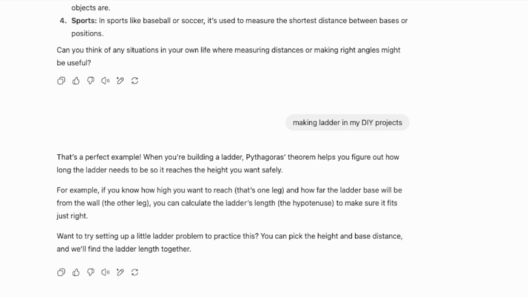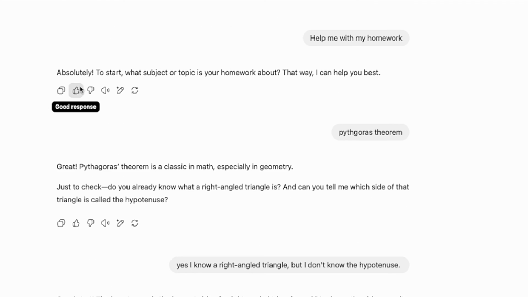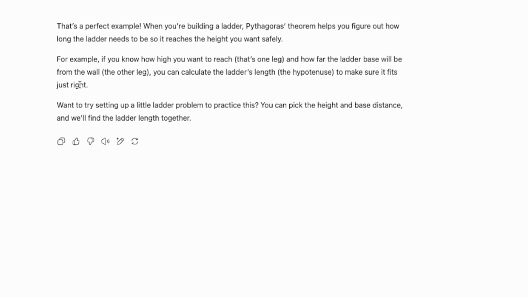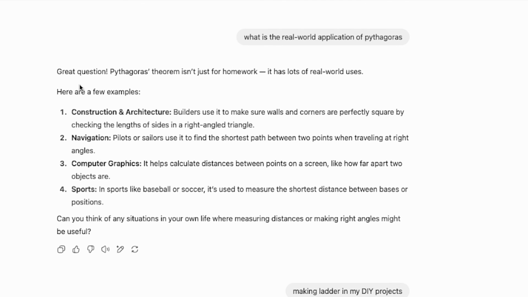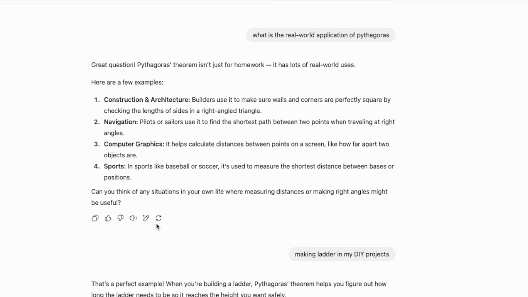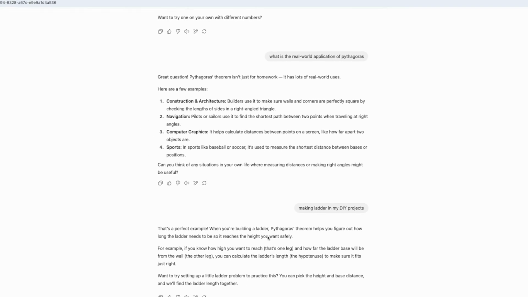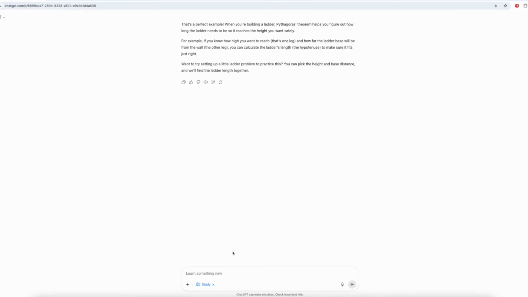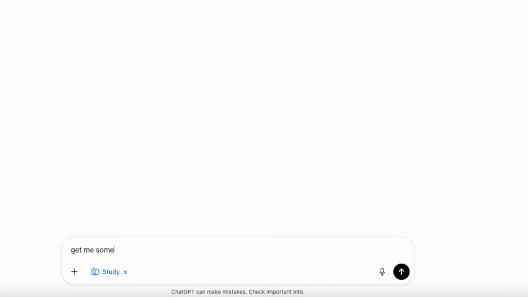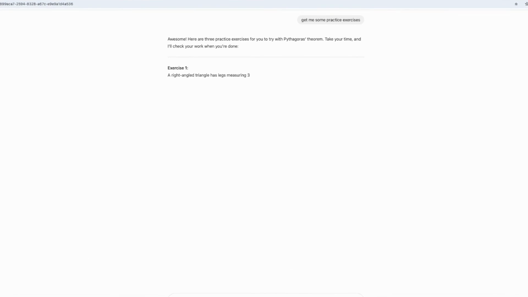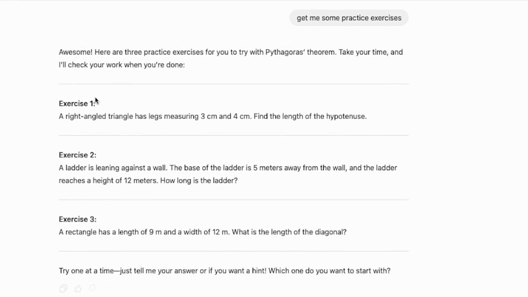Yes, so this is available globally, I believe, ChatGPT 5, and you can go use it and let me know what you guys think in the comments. Is it going to make students more smarter or not? You can even ask it to give you some practice, get me some practice exercises, right? Yes. And then it's going to give you the exercises.